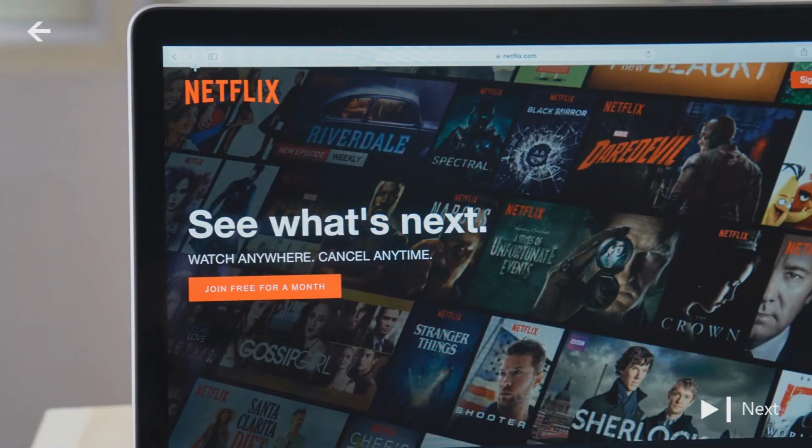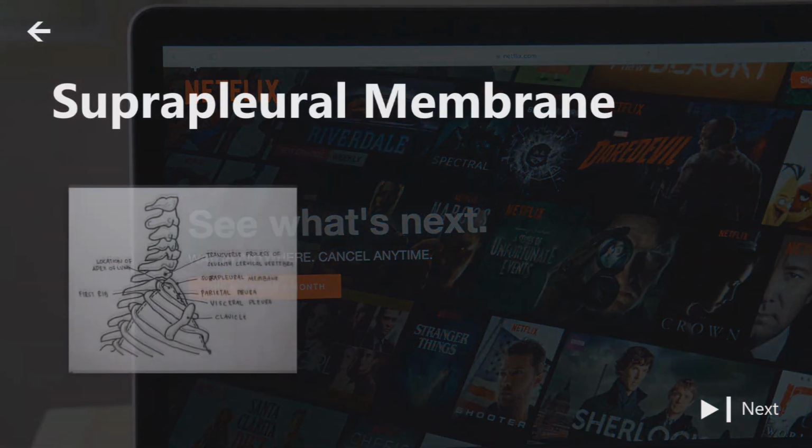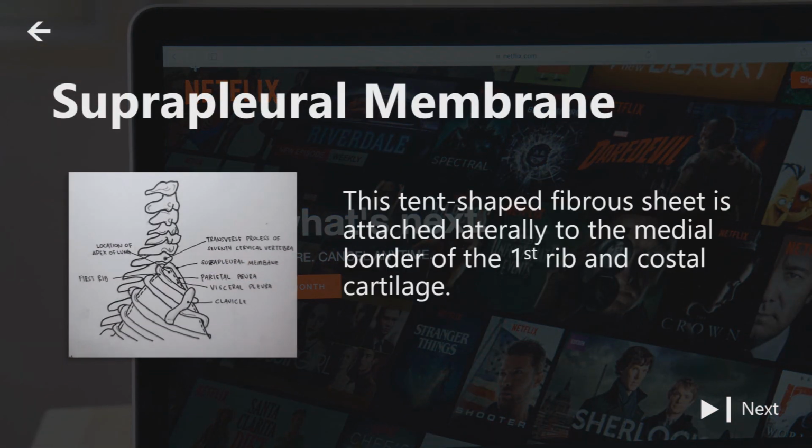This tent-shaped fibrous sheath is attached laterally to the medial border of the first rib and the costal cartilage. As you can see, it is attached at its apex to the tip of the transverse process of the 7th cervical vertebra and medially to the fascia investing the structures passing from the thorax into the neck. Also, it protects the underlying cervical pleura and resists the changes in intrathoracic pressure occurring during respiratory movements.